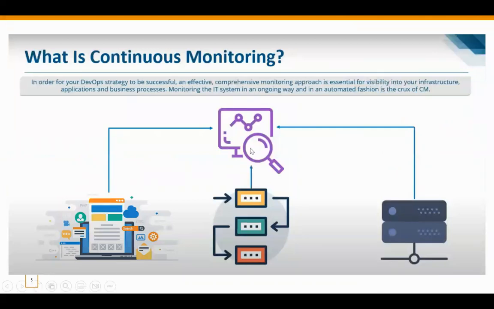What is continuous monitoring? In order for your DevOps strategy to be successful and effective, a comprehensive monitoring approach is essential for visibility in your infrastructure, applications, and business processes. Monitoring the IT system in an ongoing way and in an automated fashion is the crux of CM. And here we can see the block diagram of this.